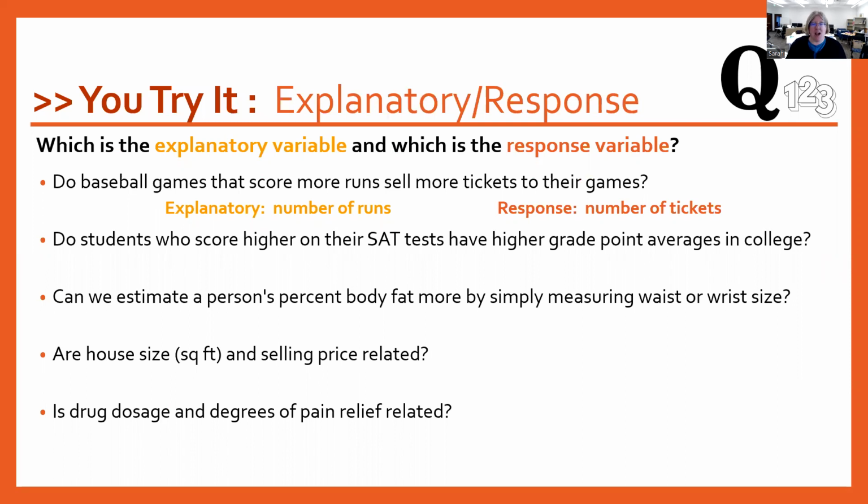Do students who score higher on their SAT test have a higher GPA? So this one is actually pretty easy to tell the explanatory and response variable if you think about it from a time perspective. You have to go to high school before you go to college, generally speaking. So that would mean that the explanatory variable is going to be that SAT score that happens in high school, and then the response will be the college GPA.